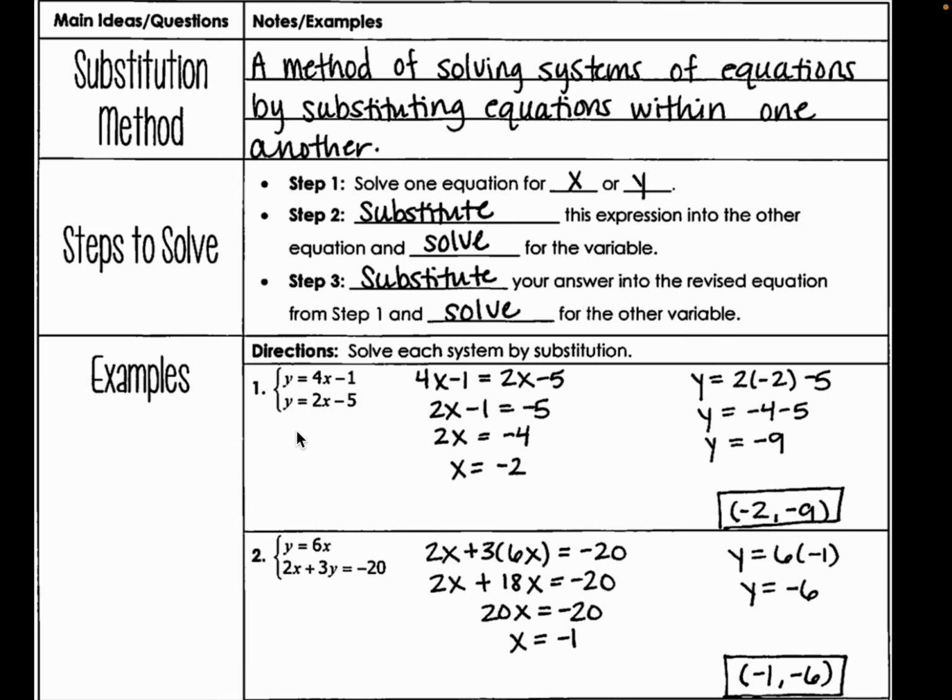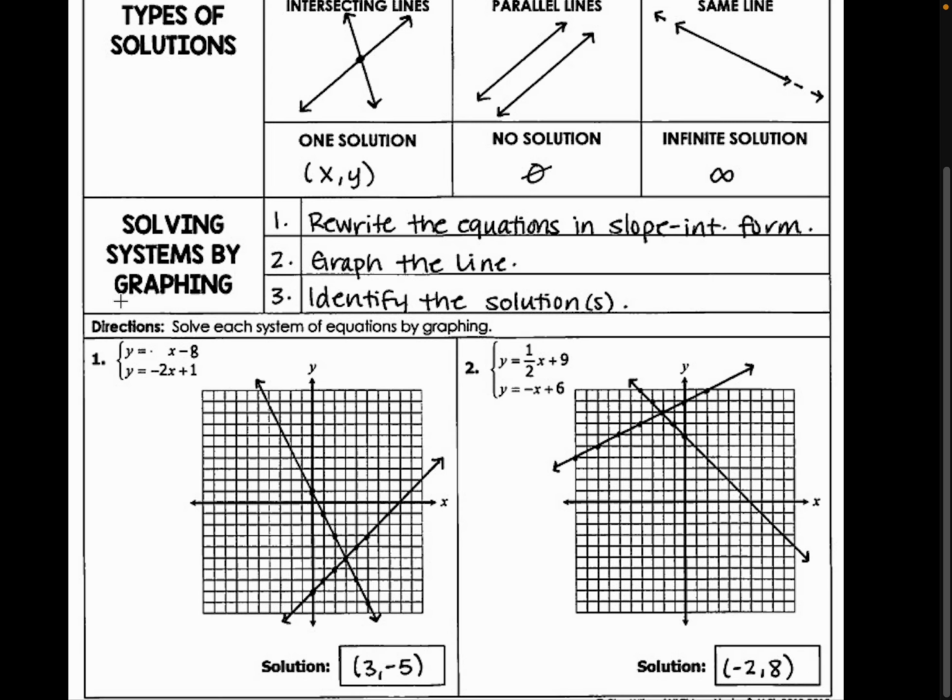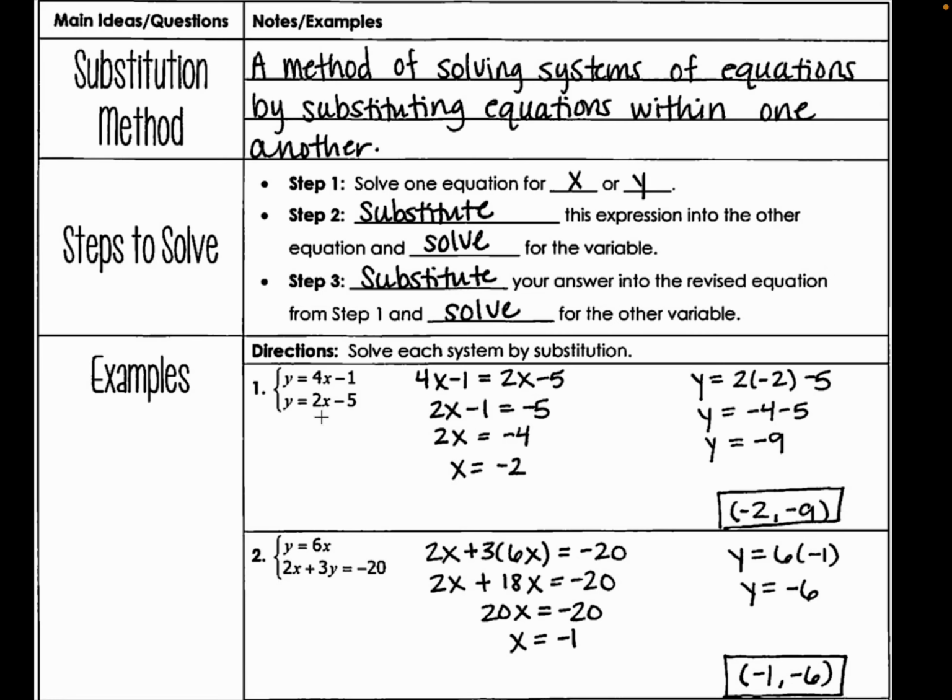On this first example, as you can see, both of these are already y equals. So we already have step 1 done. Since both of these are y equals, if this one is y and this one is y, we can set them equal to each other. So 4x minus 1 is equal to 2x minus 5. Those are y equals y.